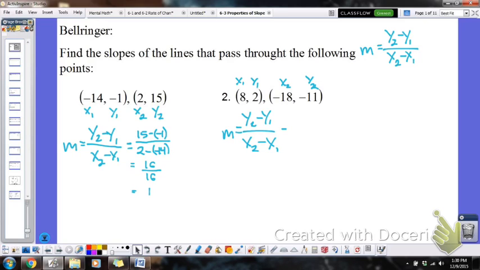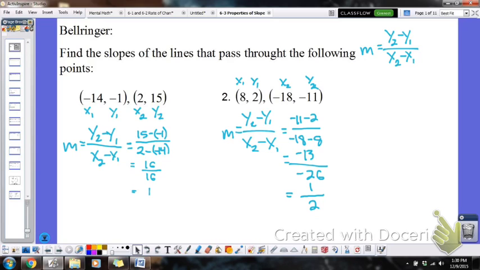So for my y2 minus y1, I have negative 11 minus 2 over x2 minus x1, so negative 18 minus 8. Well, negative 11 minus 2 is negative 13, and negative 18 minus 8 is negative 26. Negative divided by negative is a positive, so my slope will be positive. And 13 over 26 reduces to 1/2.